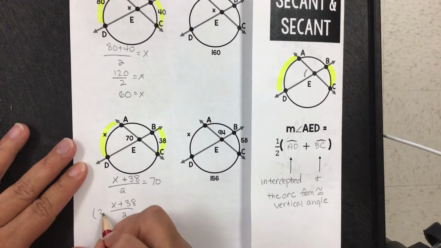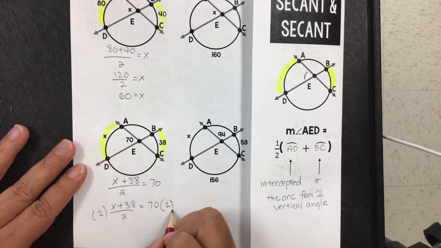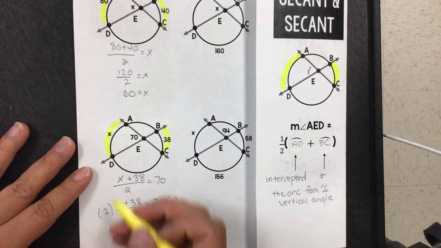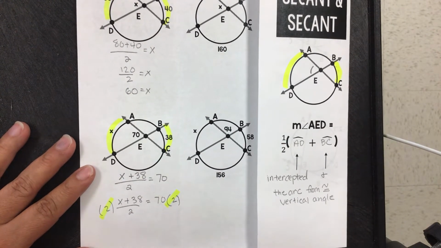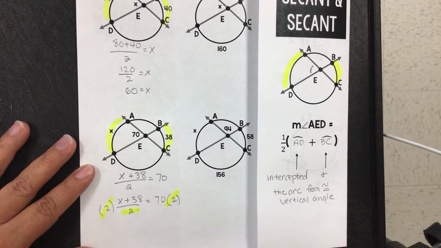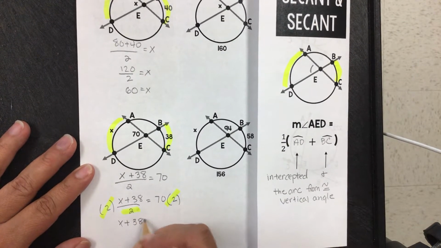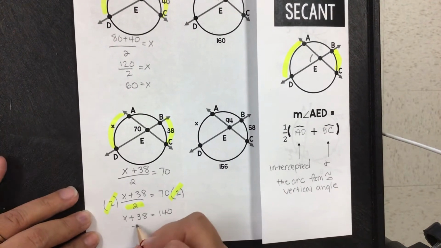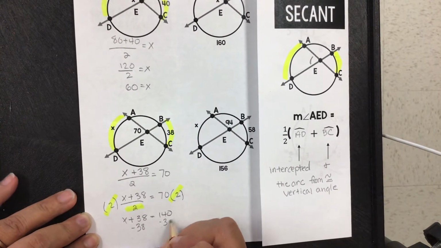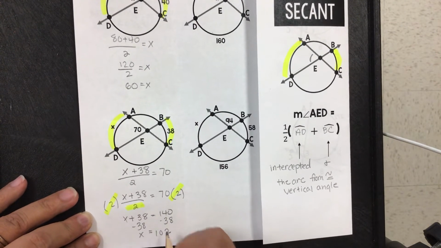And I'm going to multiply by 2 to both sides, so you can tell in your notes what you have done. The reason that I multiplied by 2 to both sides is so I could get rid of this division of 2. That means that I have x plus 38 is equal to 140. I'm going to subtract 38 from both sides. X is equal to 102.